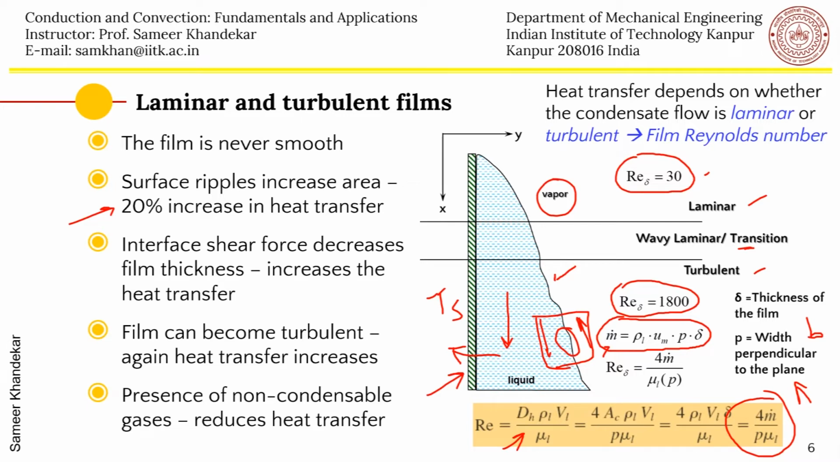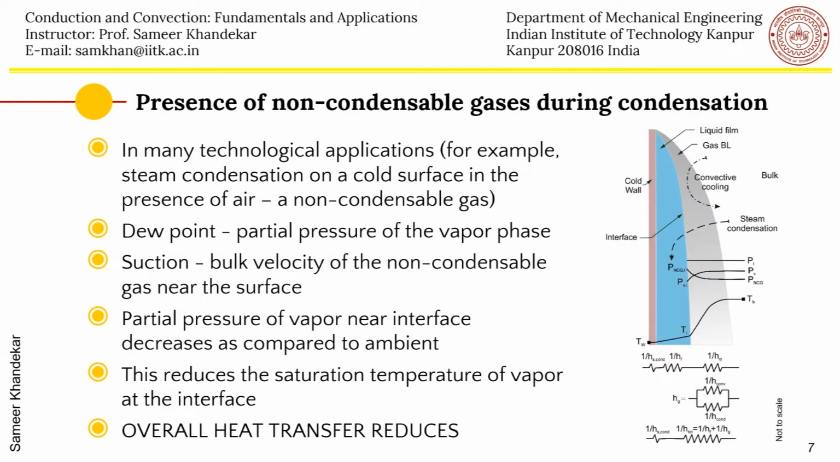Now, one more practical consideration is that you have instances of pure vapor condensation, but most of the time in real applications you will have some non-condensable gas, for example in steam condensation on a cold surface in the presence of air. The air is a non-condensable gas. Naturally, you know Dalton's law of partial pressure. It's a mixture of vapor and air, and therefore the vapor exerts a pressure equivalent to its partial pressure, and the condensation will start when the dew point is hit.